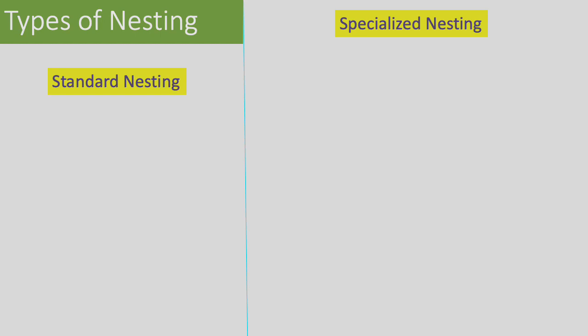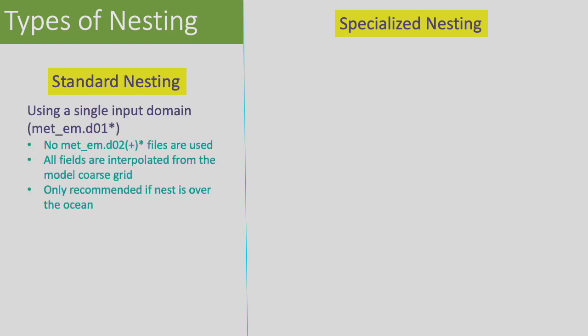There are several different types of nesting. The most commonly used is when we run nests together simultaneously. This can be done in two ways. The first type is to use a single input, meaning the input is only for the coarse parent domain. This input, which are the MET-EM files from the WPS program, are used during the real.exe program, and all fields are interpolated from the model's coarse grid.